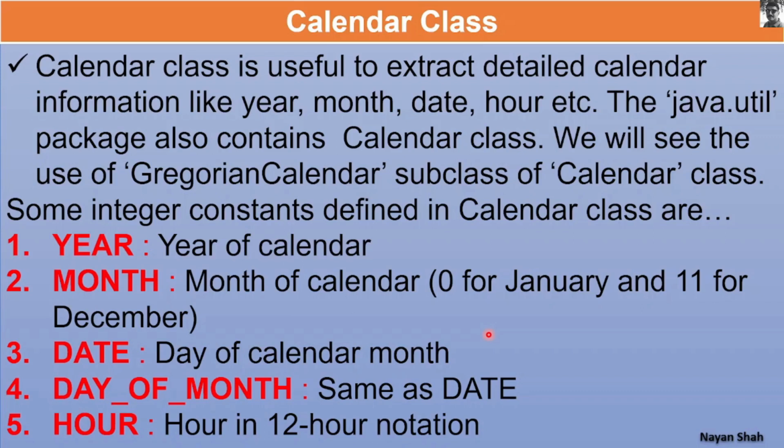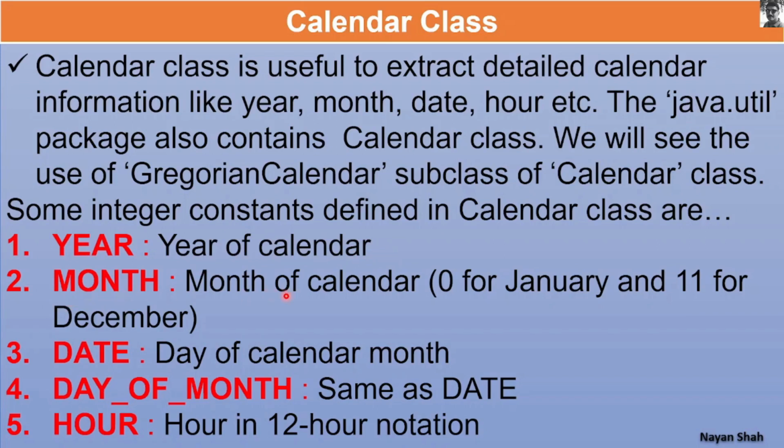And here in the textbook, they have shown you the details about the Gregorian calendar. Some integer constants mean all these are representing some number. So some integer constants defined in the Calendar class are, because they all are constant, written in capital letters. The first constant is YEAR, that gives you the year of the calendar, which year the calendar is referring to.